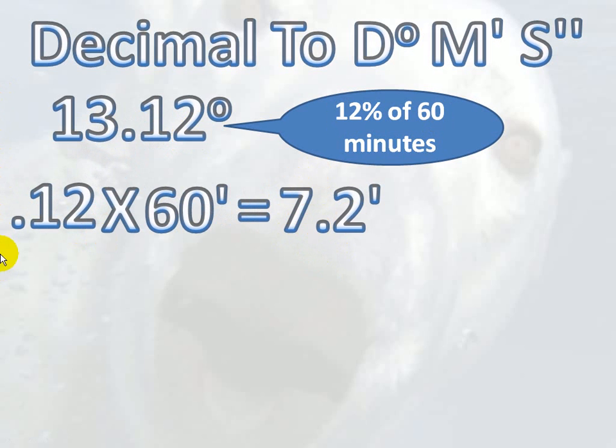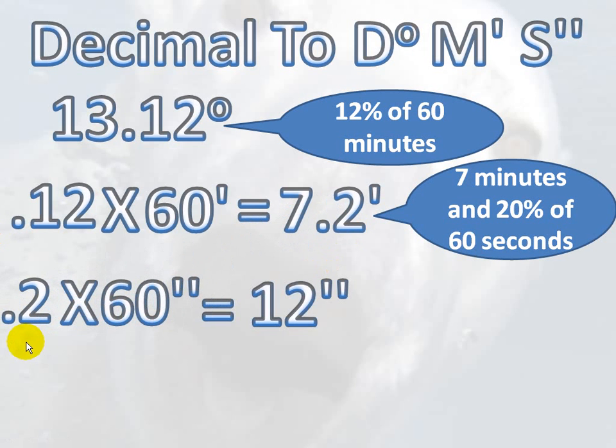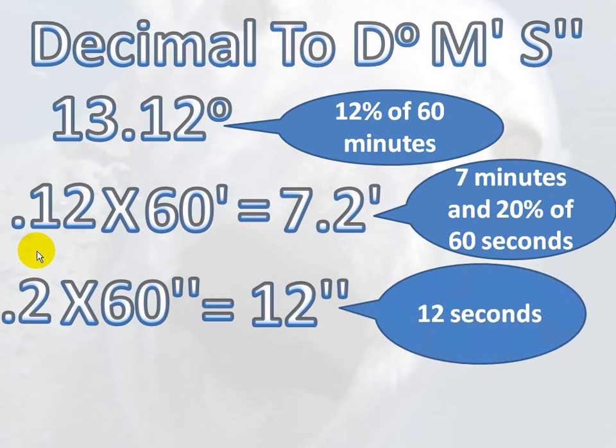We have 7 whole minutes and 0.2 of 60 seconds. So now we want to get how many seconds. I'm going to multiply the 0.2 times 60, and I get 12 seconds. Now let's see what the final result is.